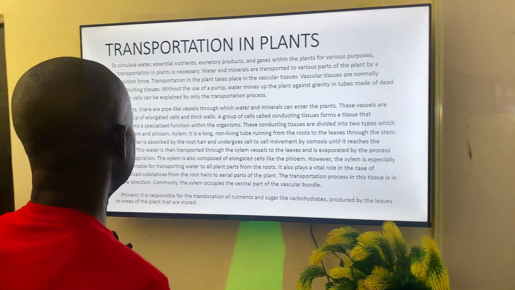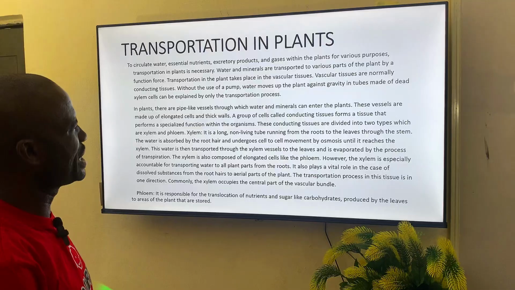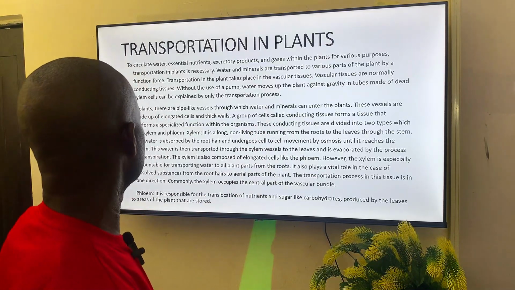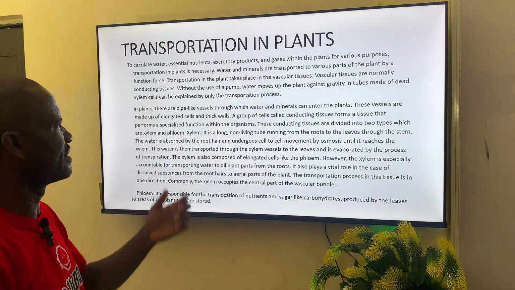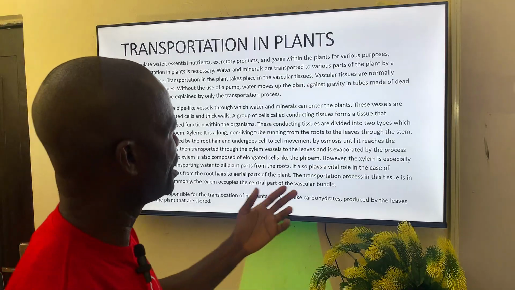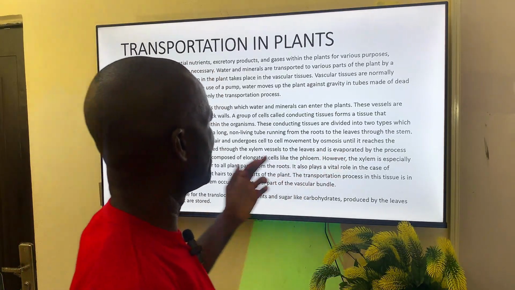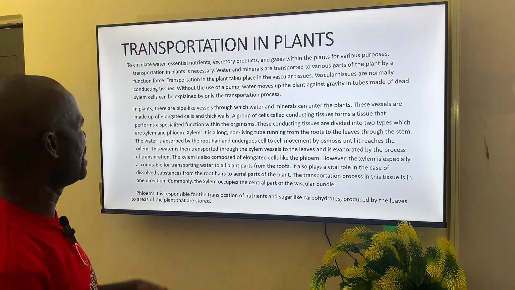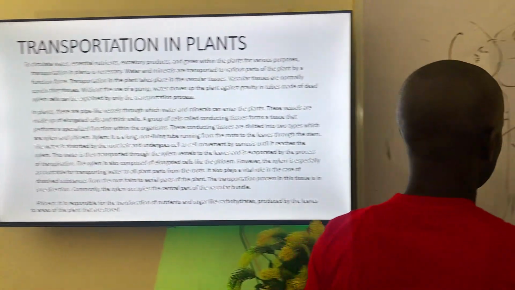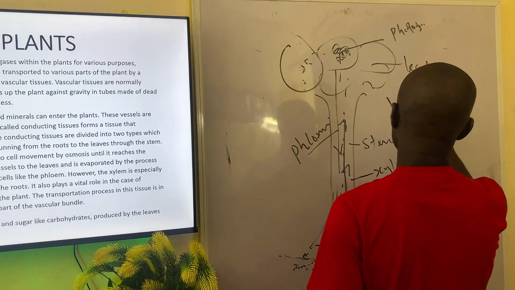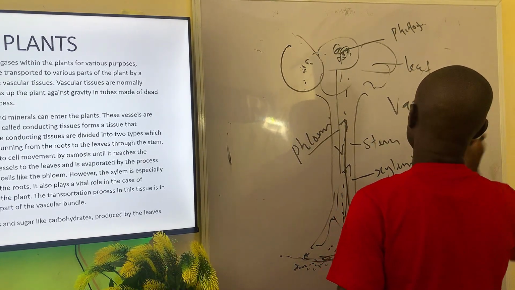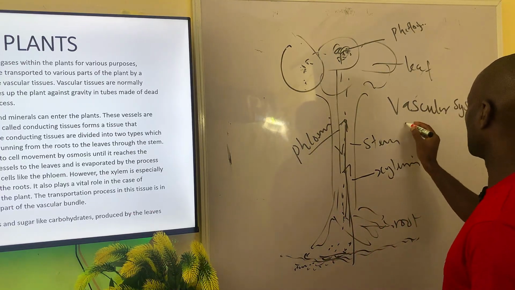In plants, there are pipe-like vessels through which water and mineral can enter the plant. These vessels are made up of elongated cells with thick walls. A group of cells called the conducting tissue form a tissue that performs a specialized function within the organism; there we have what we call the vascular system, or vascular tissue. These are otherwise known as conducting tissue.